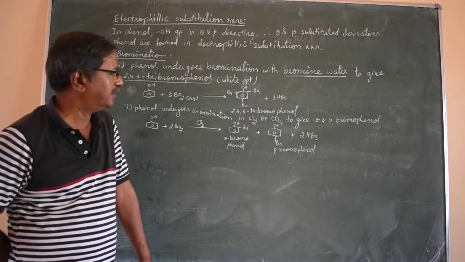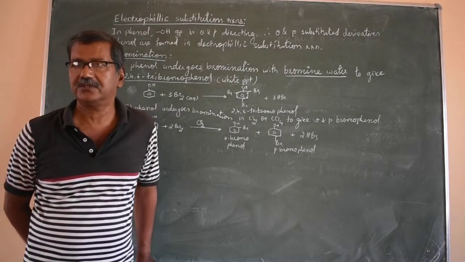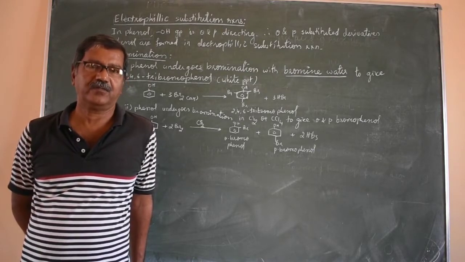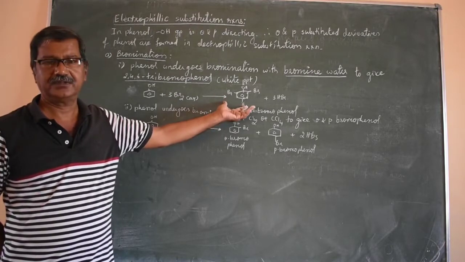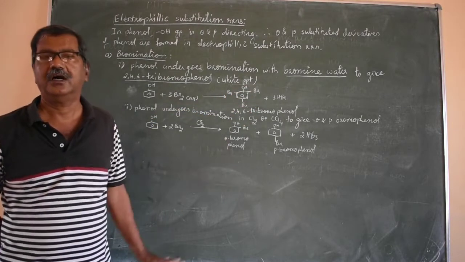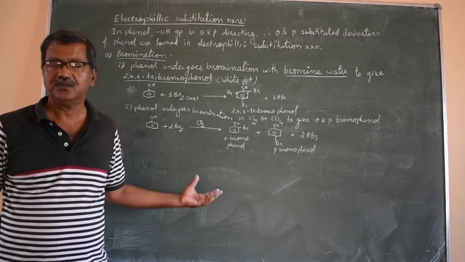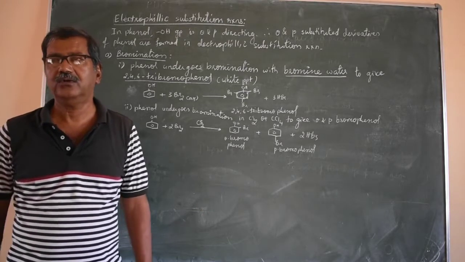It is similar to bromination. With concentrated HNO3 or dilute HNO3, you get different products. If concentrated HNO3, you get this product, that is, on the second, fourth and sixth positions we have NO2. If you use dilute, then it's ortho and para nitrophenol.